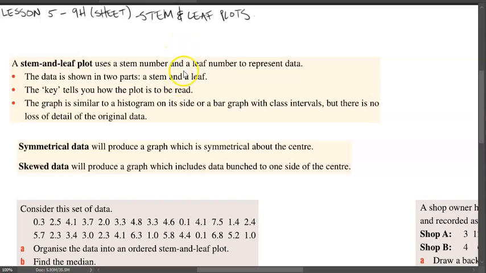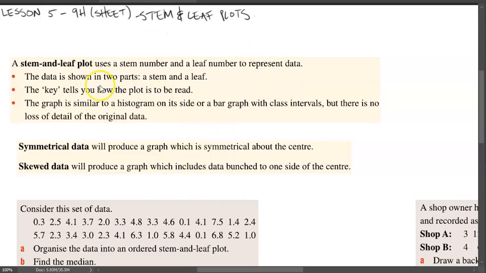And this video is lesson 5, exercise 9H, which can be found on a separate sheet from a different textbook. You can find this in Compass or Microsoft 365 in our Teams Files tab. We're going to be looking at how to construct stem and leaf plots and what they are and why they're useful when it comes to numerical data.